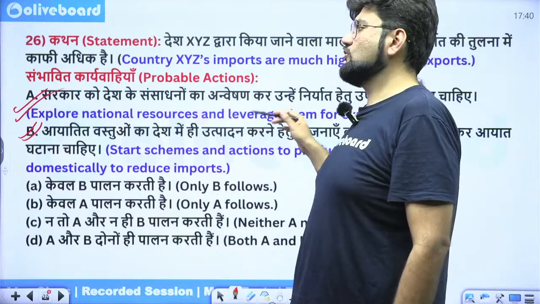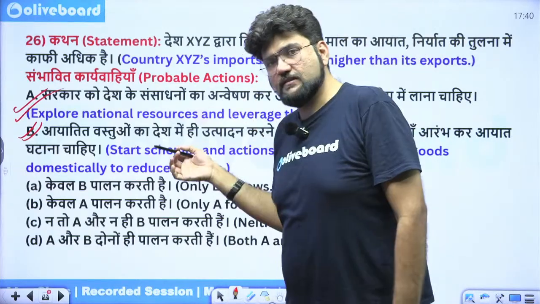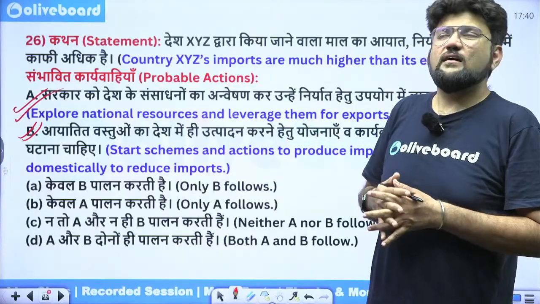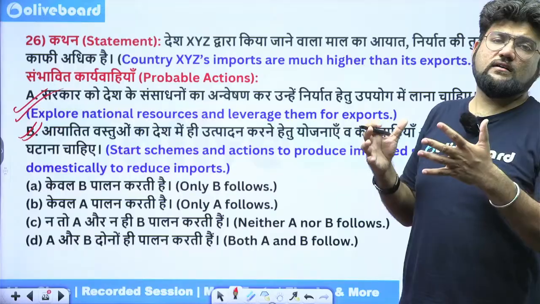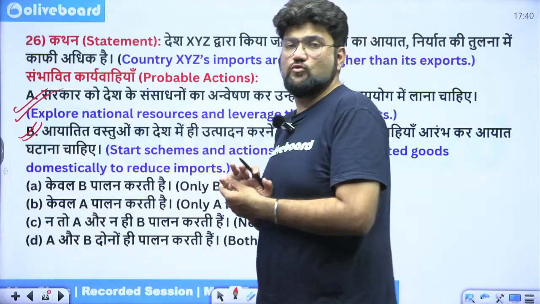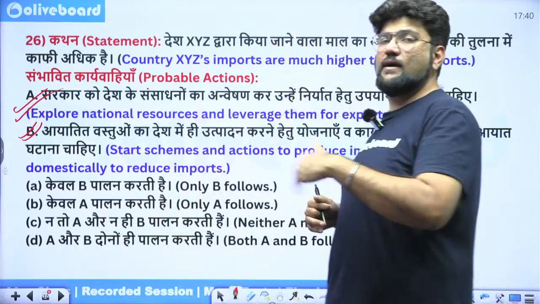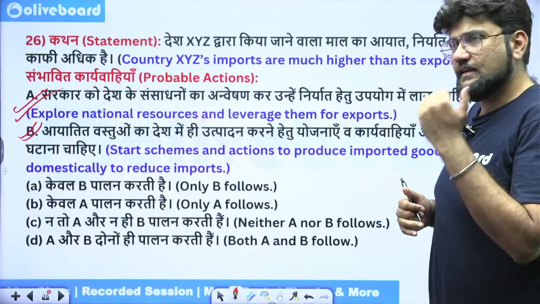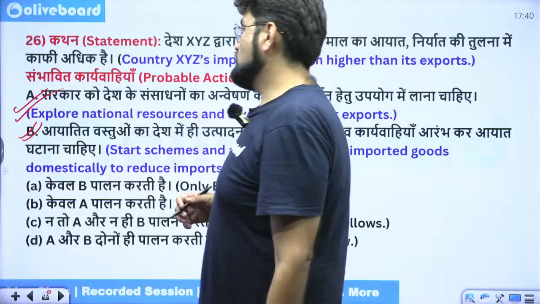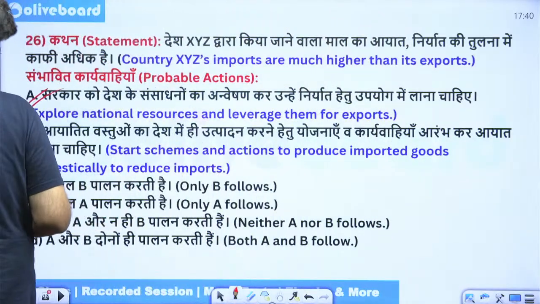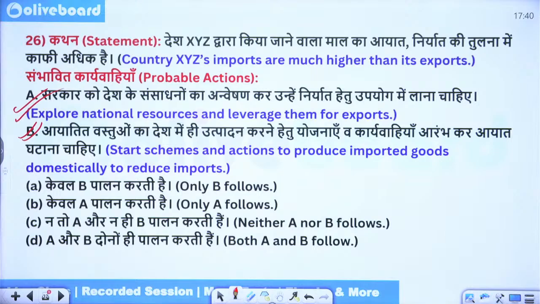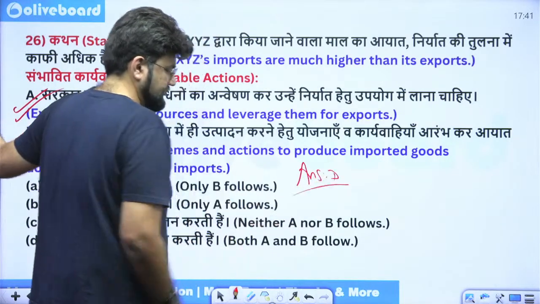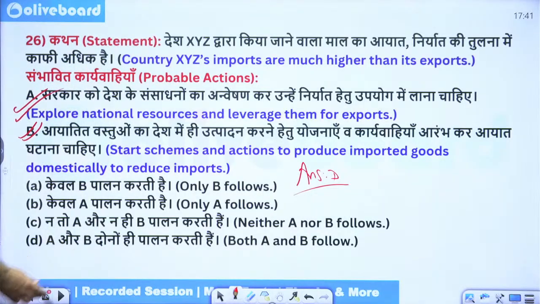A lot of people might argue here that in the first place, if we are importing it, that means we don't have resources to manufacture it domestically. Maybe, but maybe also the industry is not very organized, or not very encouraged to do this. If you provide incentives, if you provide subsidies, probably it might start up to some extent, and gradually we might reach there. One of the moves we have made is in the semiconductor chip industry. Something of that sort. So again, both A and B will follow. Option D is the correct answer. Understood? Next.